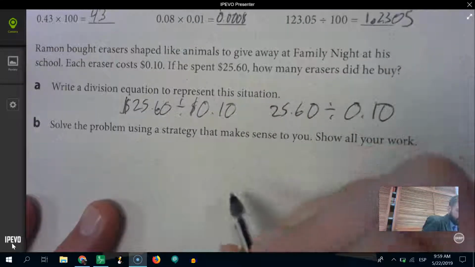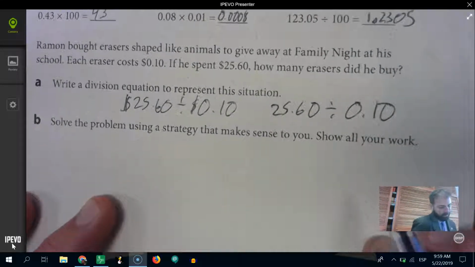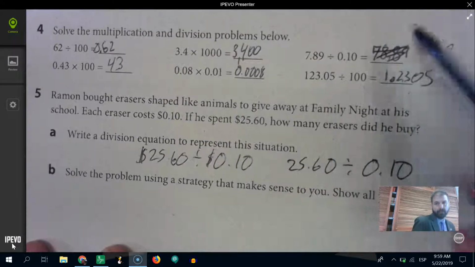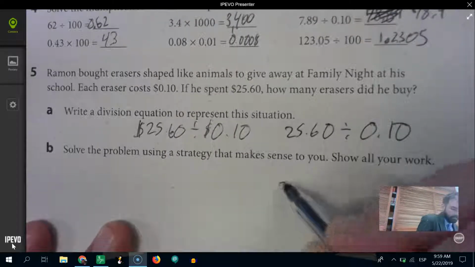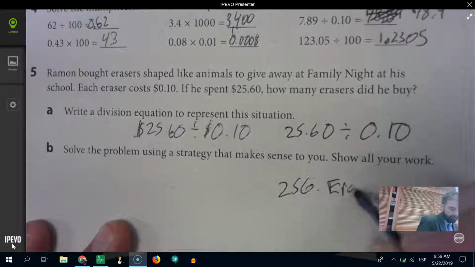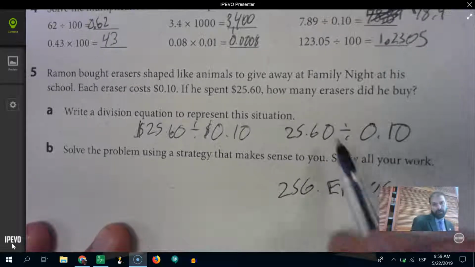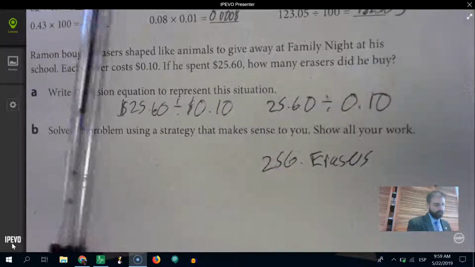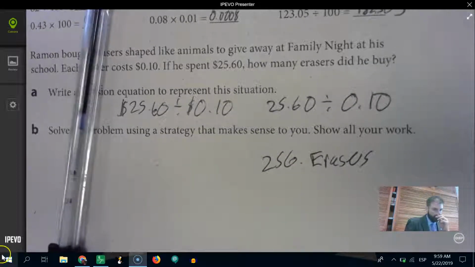So if I have, do I need to show my work? I mean, I didn't have to show my work up here. If you understand what you're doing here, then you know that it's 256 erasers. And as long as you set your equation up like this, then I would accept that. Okay, 256 erasers. Bye.